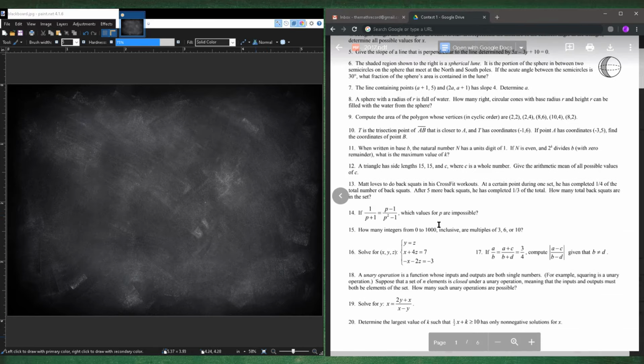Okay. Question 10. T is the trisection point of AB that's closest to A, and T has coordinates -1, 6.